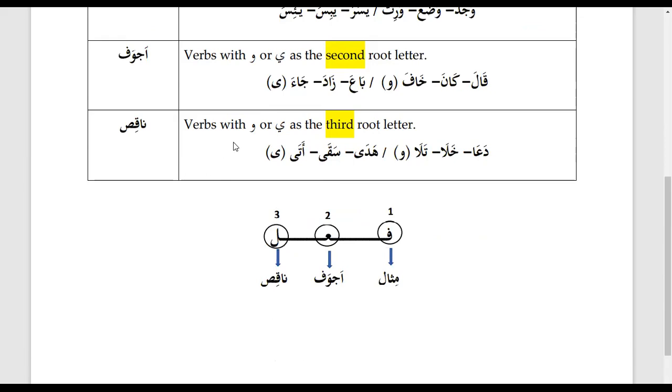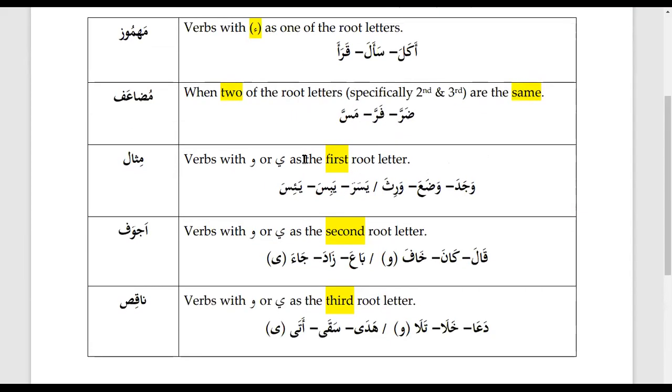And the naqis, the verbs with waw or ya as the third root letter. For example, da'a is basically da'awa, khala is khalawa, and tala is talawa. And waw has changed into alif. So that's why we have da'a, khala, and tala. And then we have hada, where the third root letter is ya. Saqa is also ya, and ata also has ya as the third root letter. So we call them naqis. Now, these are five, as we can see here.